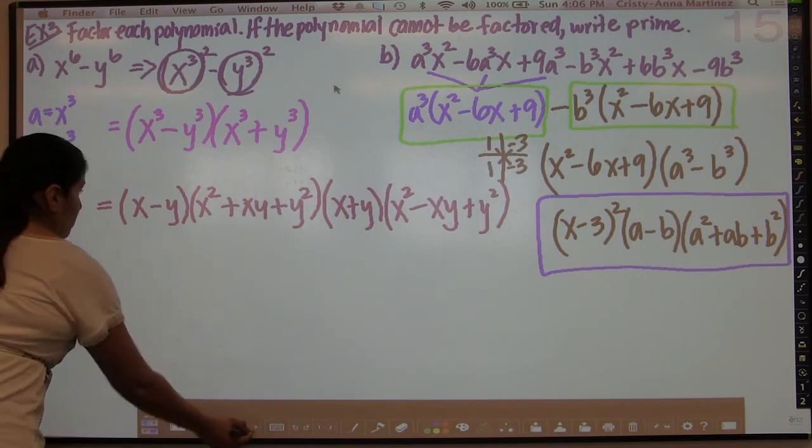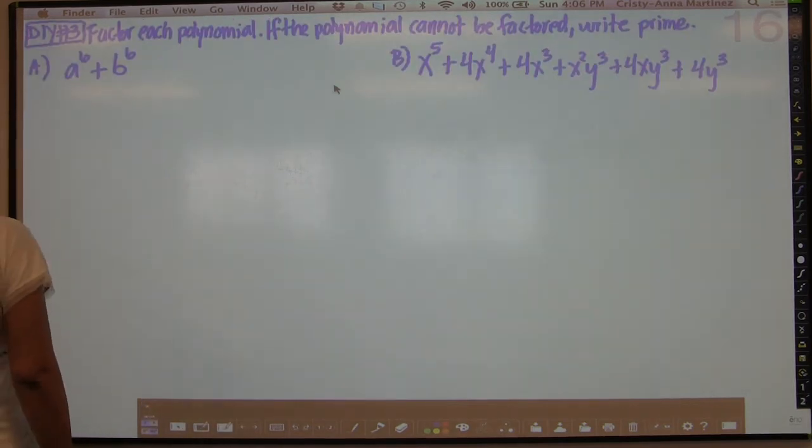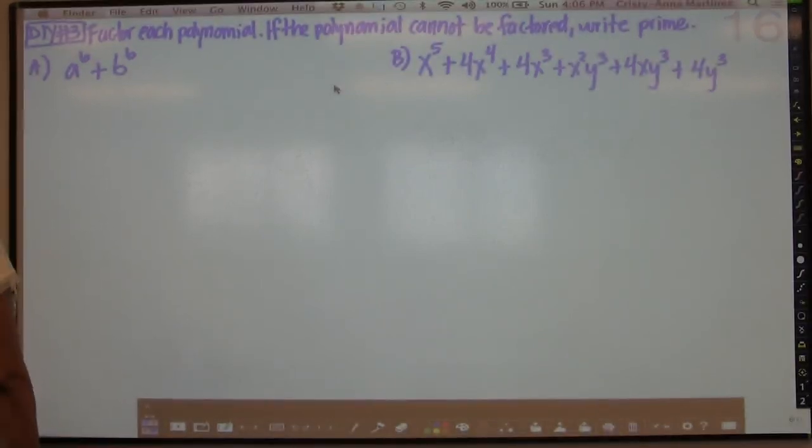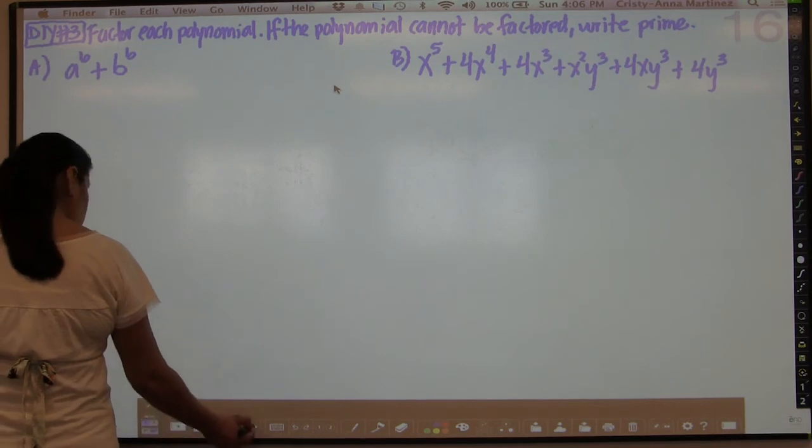So now if you will try these 2 on your own, remember that if it's not factorable, you can write down it's prime. And then we will go on to our next example.